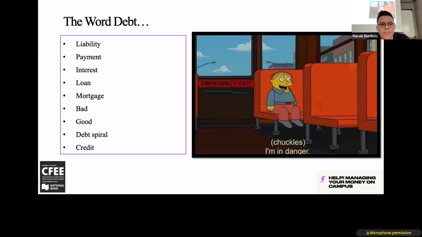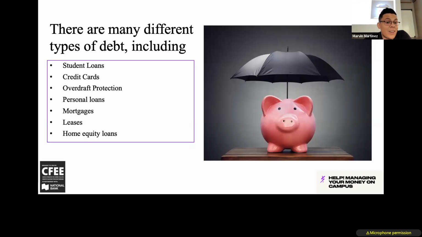So okay, now that's a situation where that girl, that student, doesn't really understand what debt is, right? She doesn't really have that education we're going to get today, right? So okay, there are many different types of debt.